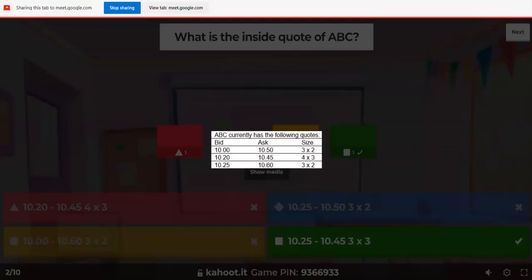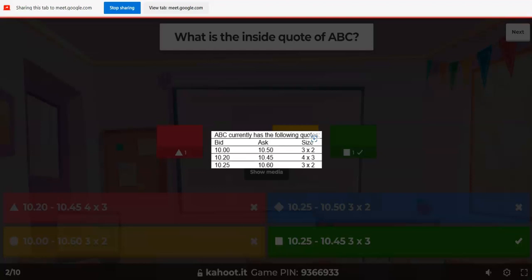Let's take a look at this one. The inside quote means the highest bid and the lowest ask: the highest price anyone will buy it from you for, and the lowest price anyone will sell it to you for. So 1025 is the highest bid. The size, in the right column, tells you how many round lots of shares, and a round lot is 100 shares, the dealer is willing to buy and sell. Dealer number 3, for example, bids 1025, asks 1060, 3 by 2. So this dealer is willing to buy 300 shares at $10.25 and will sell 200 shares at $10.60.